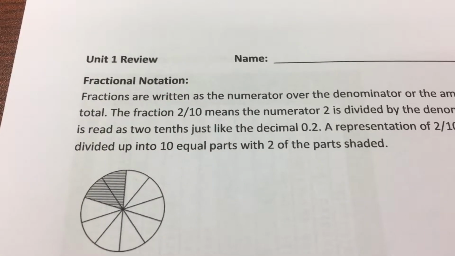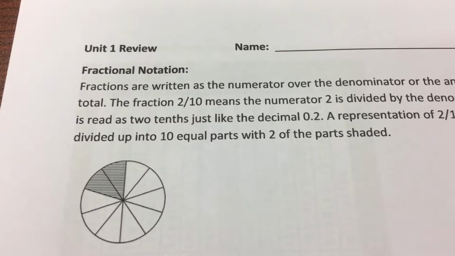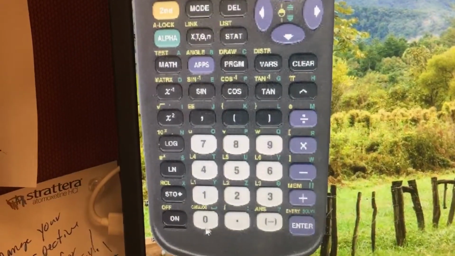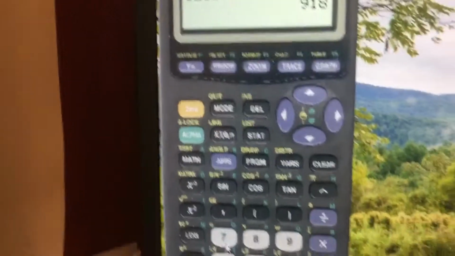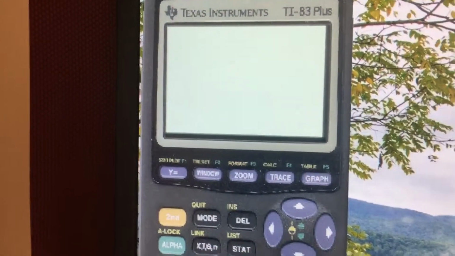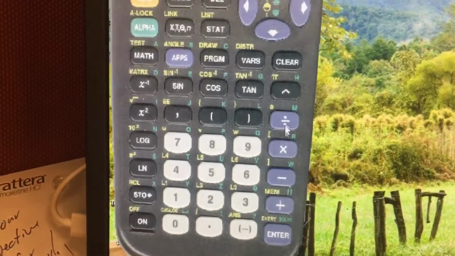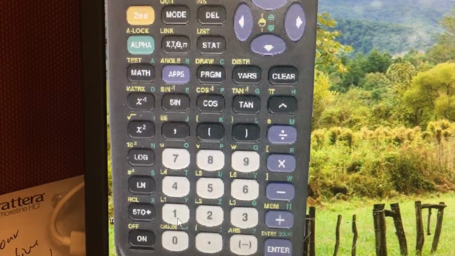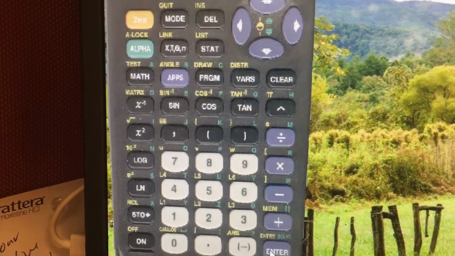Also, that fraction can be written as a decimal. If you take your calculator and we turn this on. Okay, so I want to clear my calculator. So I'm going to convert from a fraction to a decimal. I'm going to take 2 and divide by 10. And this is how you convert from fraction to decimal.